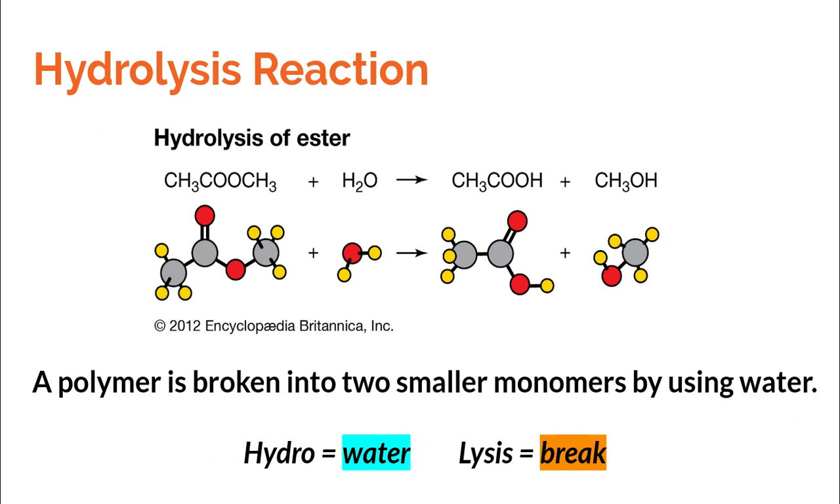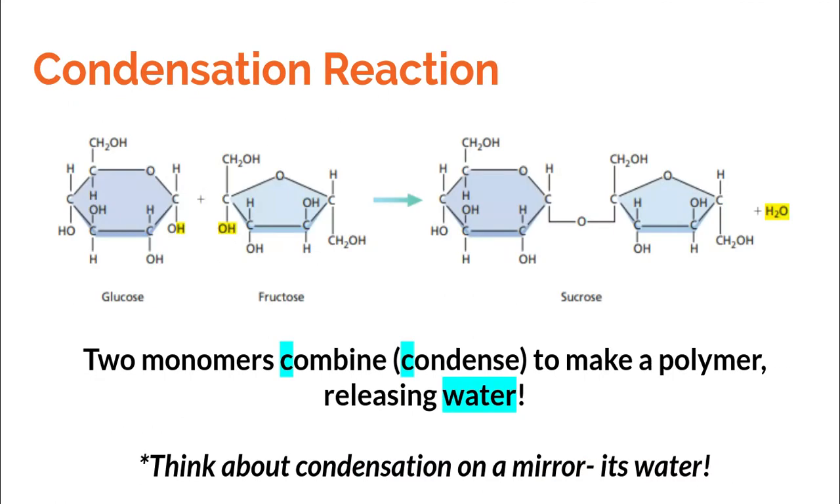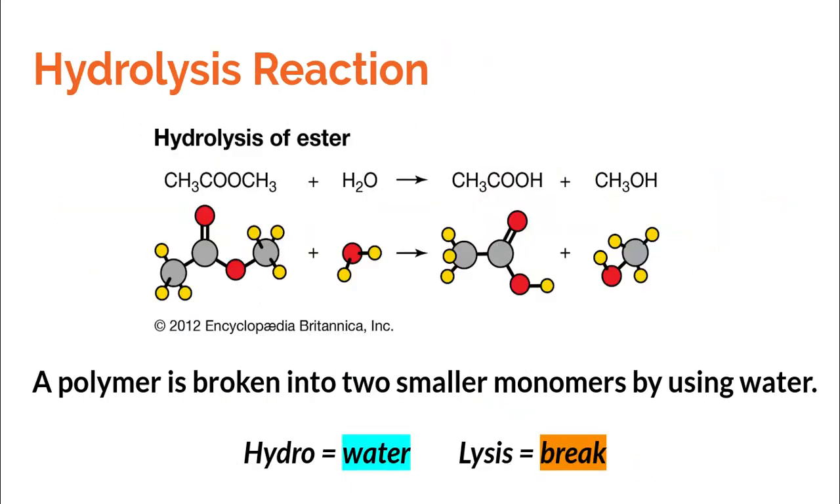So water comes from hydro. Hydro means water. And lysis means to break. So here we're using water to break a polymer, a big molecule, into smaller molecules called monomers. So again, the opposite of a condensation reaction. Here, we're using water by taking it out to make a polymer. And here we're using water to break a polymer into two smaller monomers, two more simple molecules.